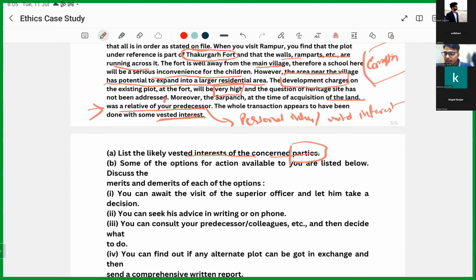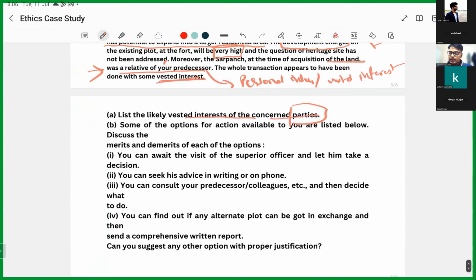Some of the options for action available to you are listed below. Discuss the merits and demerits of each option. Then, lastly, there is one thing: can you suggest any other option with proper justification? That I have already discussed. Okay, I will be discussing these points now.